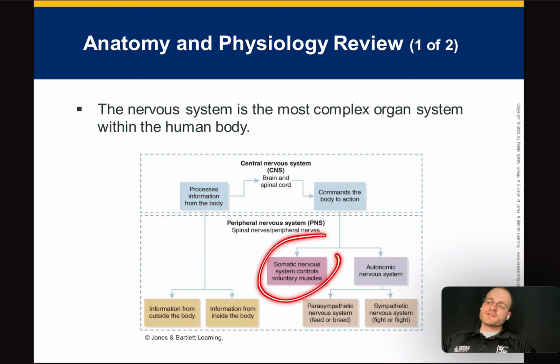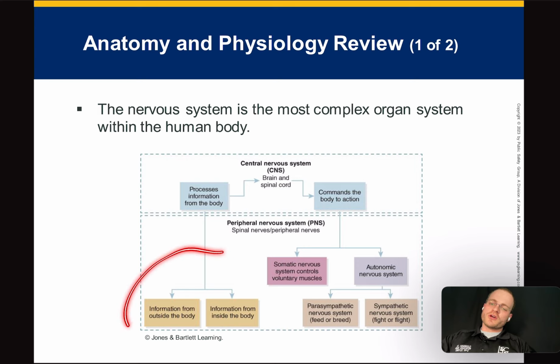Now, the somatic nervous system, this is stuff that's under conscious control. So me talking, me moving my muscles, right? These are things that are done by command, okay? So the somatic nervous system is what controls voluntary muscle, okay?